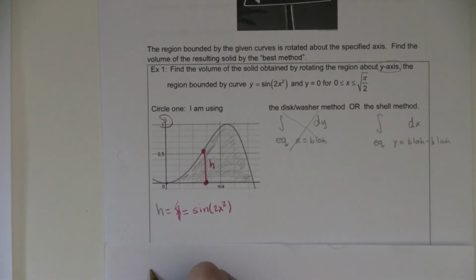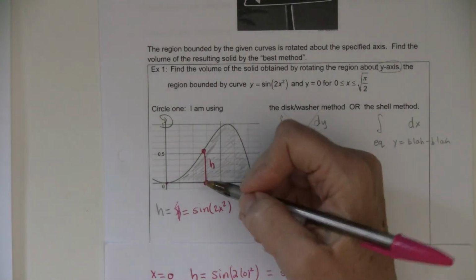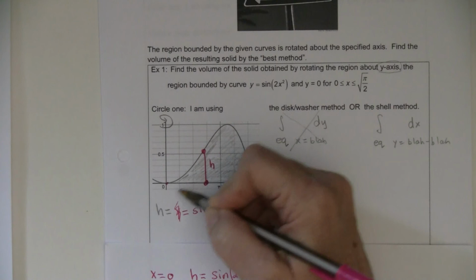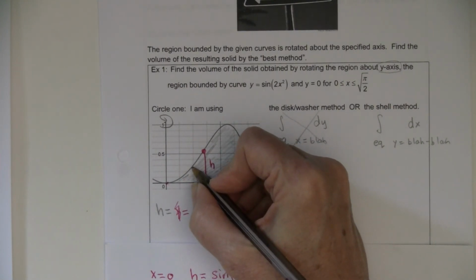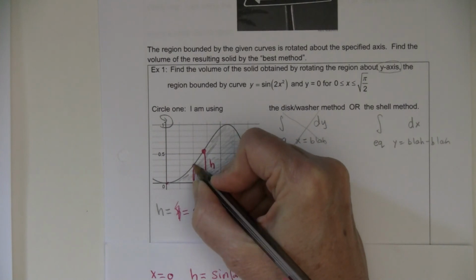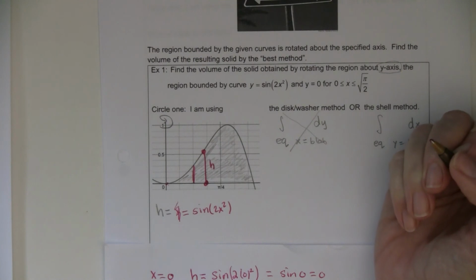This is where x equals 0. So we're going to find the h that goes with x equals 0. So that would be sine of 2 times x, so 0 squared, right? This would be sine of 0, which is 0. So the height at this point here is 0. And so here, there's an h value. There's lots of h values. There's infinitely many h values, in fact.